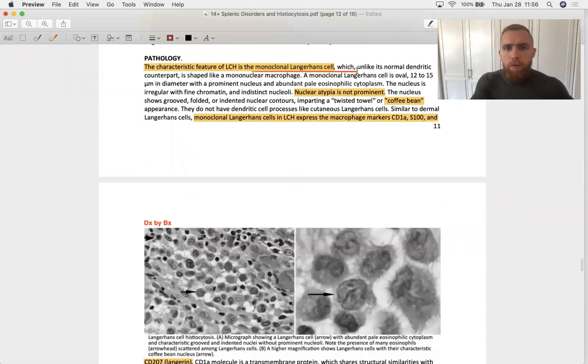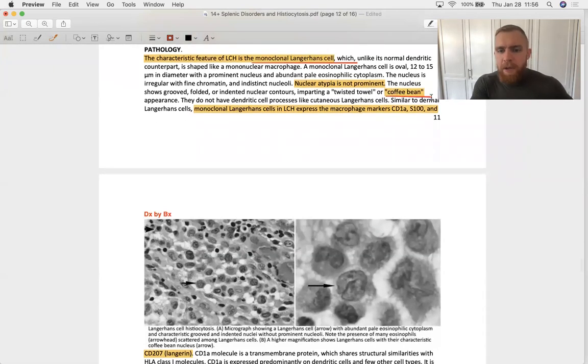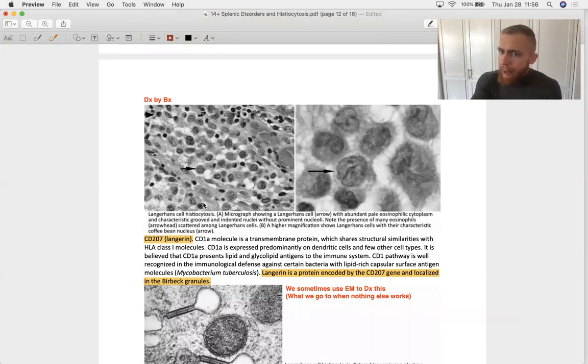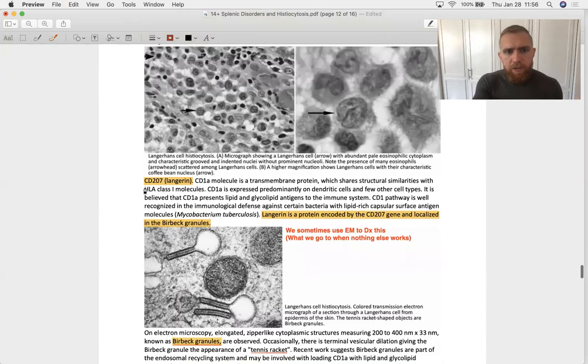LCH is a monoclonal proliferation of Langerhans cells. Okay, we said that. There is a coffee bean nucleus. It means it's got a groove in it. You know what a coffee bean looks like. And monoclonal Langerhans cells express CD1a. So when you biopsy it, you drop a little CD1 on it, and if it's LCH, it'll stain positive. You have to biopsy it to get the diagnosis. There's no way to just tell automatically. CD207 is a good stand-in for CD1a. You can also confirm the diagnosis by positivity for CD207.